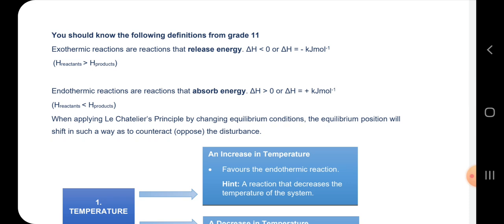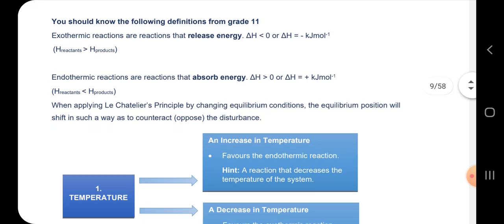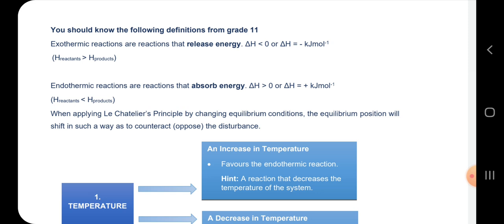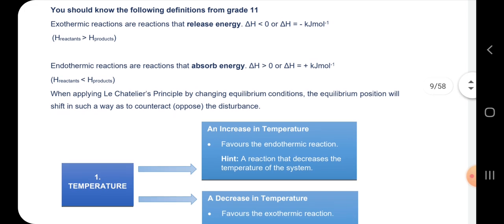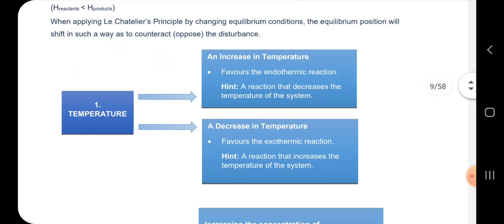And then you should know the following definitions from grade 11. Exothermic reactions are reactions that release energy. That is a forward reaction. And then endothermic reactions are reactions that absorb energy, which are the reverse reactions. So remember, exothermic ΔH is less than 0, endothermic ΔH is greater than 0. So when applying the Le Chatelier principle by changing equilibrium conditions, the equilibrium position will shift in such a way as to counteract, oppose the disturbance.